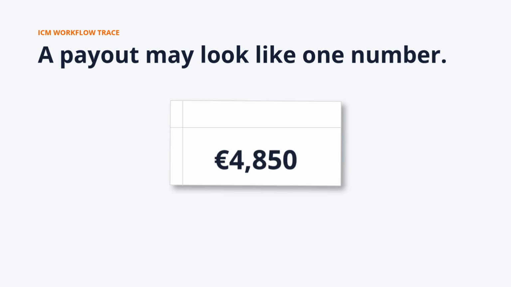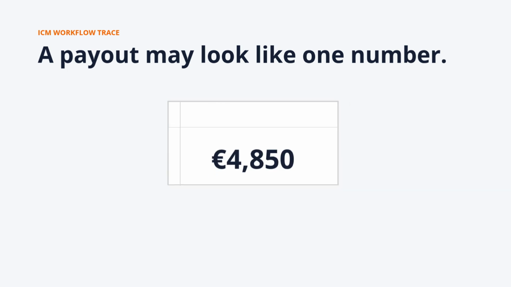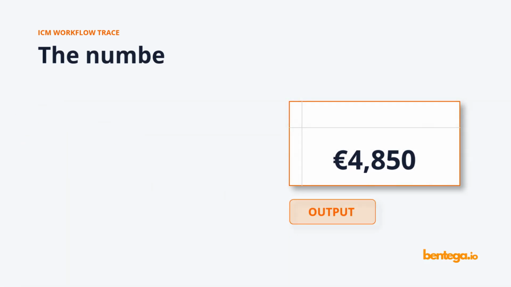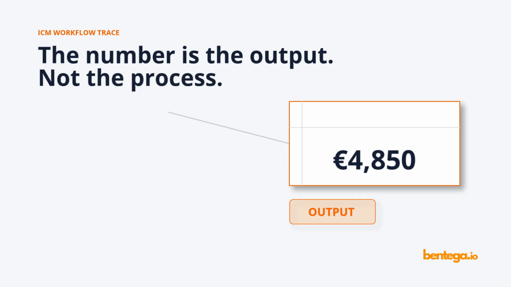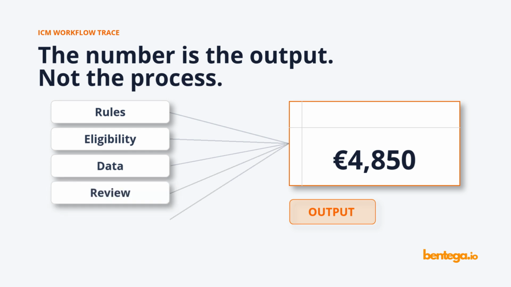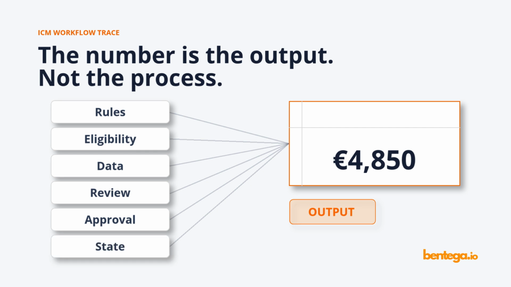An incentive payout may look like a single number in a spreadsheet. But that number is the result of a much longer process. Before it can be paid, someone needs to know which rules applied, who was eligible, which performance data was used, what changed during review, who approved the result, and whether the amount is still outstanding or has actually been settled. That is the incentive compensation workflow.